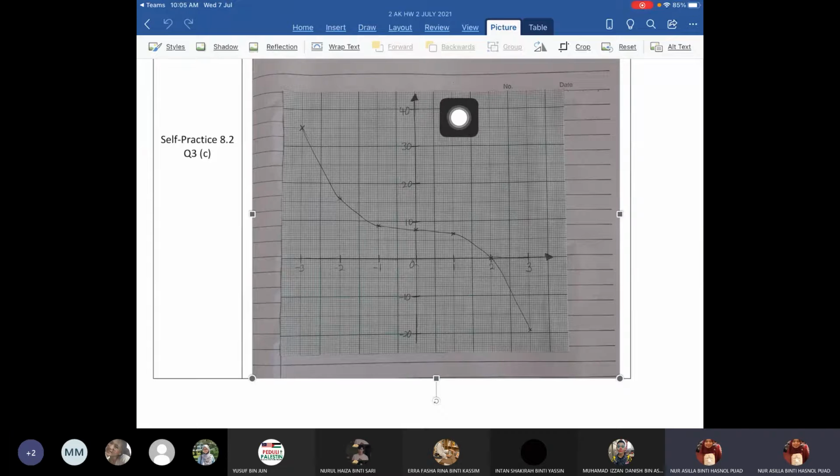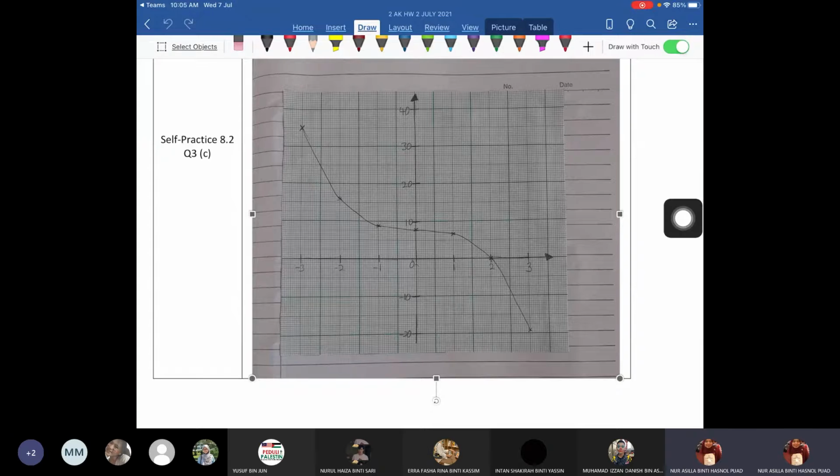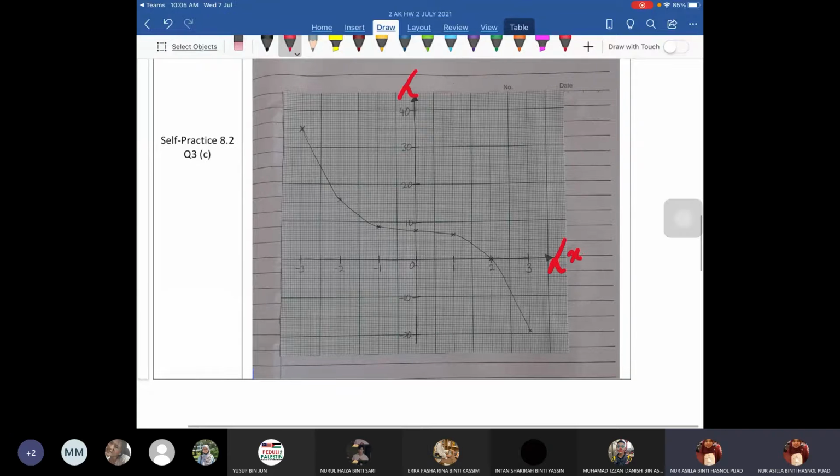Okay, the first thing I want to comment, if any of you did this, just check your graph. The first thing is you did not label here. This is X, this is Y. So you are supposed to label it. If I did it, I would do it like this. So you should write down X and Y. And then some of you did not write 0 in the middle, the origin. So please check your graph. If you did not write it, it is compulsory to write 0.